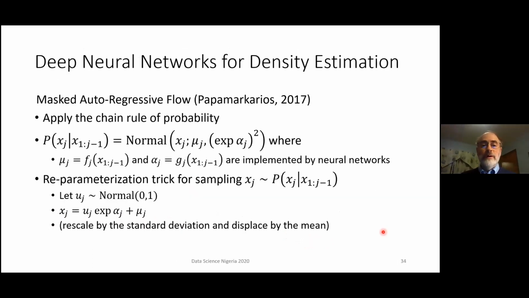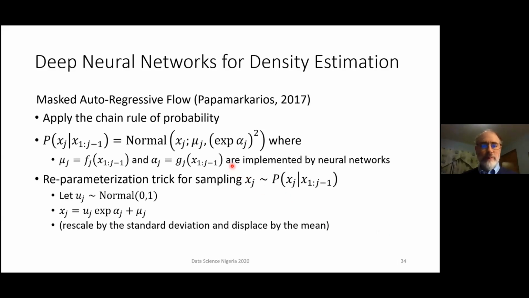And so there are a bunch of different methods that have been developed. I'm going to describe something called masked autoregressive flow, which is from Papamakarios and colleagues from the Netherlands.